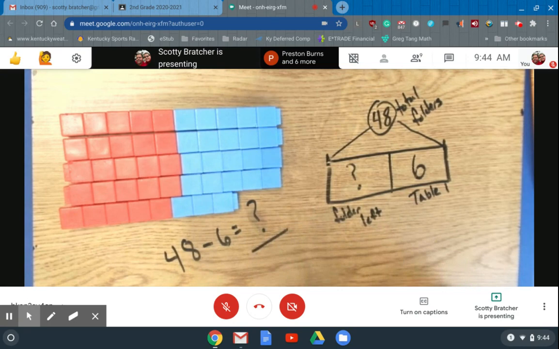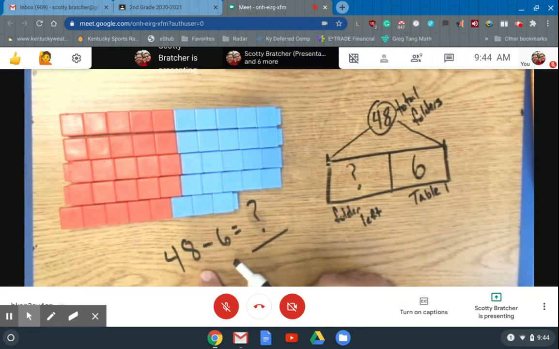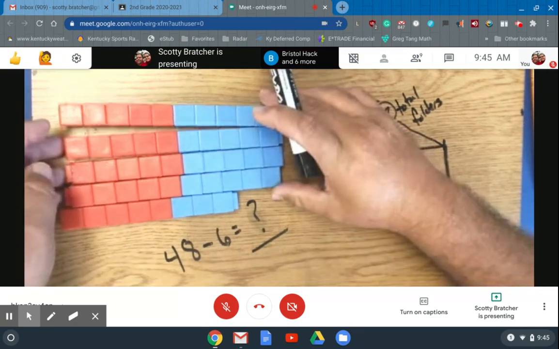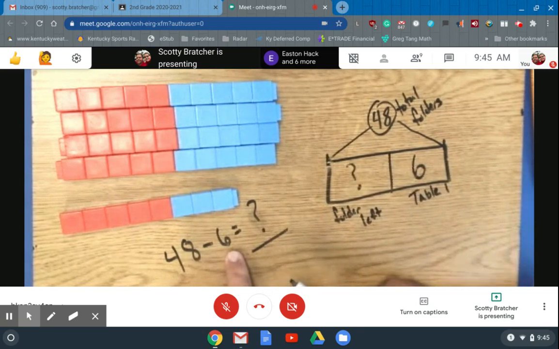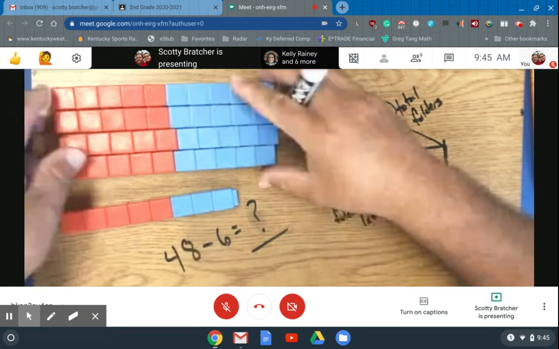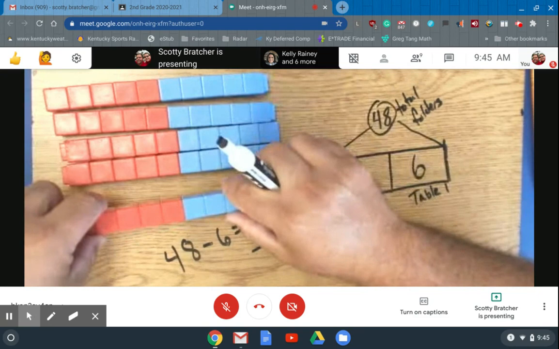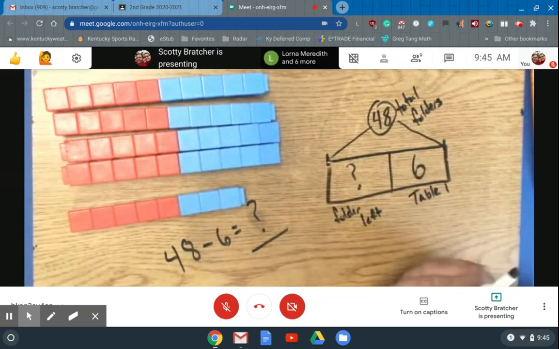Now, yesterday we had some problems kind of like this, and we did some subtraction. And I said, use what you know. So, am I taking away tens or am I taking away ones? Kaylee, am I taking away tens or ones? Ones. I'm taking away ones.